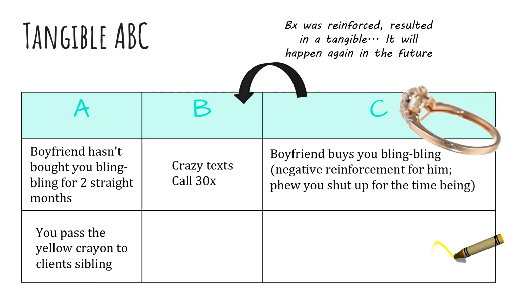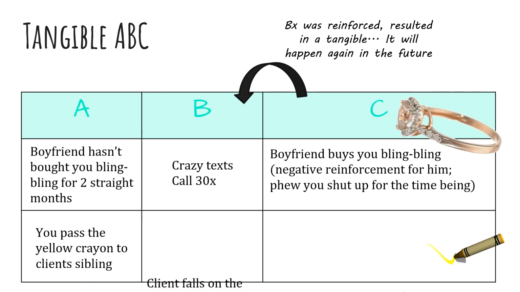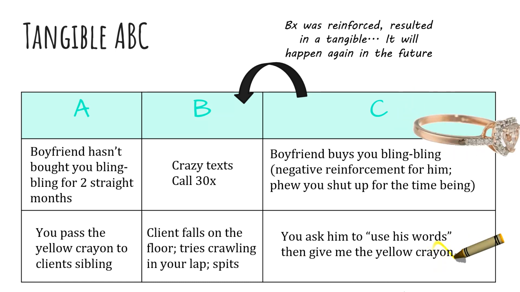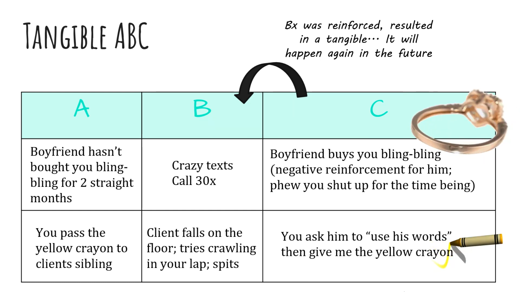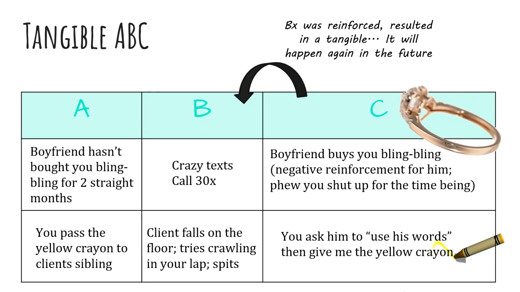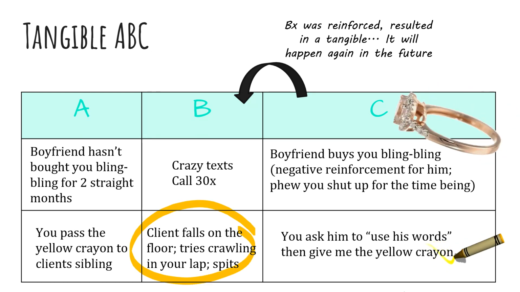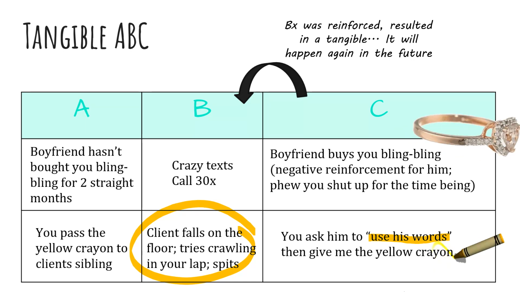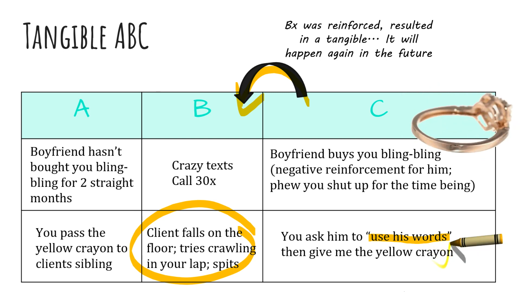Second example, you pass the yellow crayon to the client's sibling. Now the client falls on the ground, starts crying, crawling in your lap, spits, and you ask him to use his words. And then you give him the yellow crayon. The mistake here, and this is a really common mistake, is the problem behavior occurs, and then we prompt that child. Here's the problem behavior, then we prompt the child to use his words. Okay? Well, the issue here is the problem behavior has already occurred. So you're really reinforcing the behavior of crying and falling on the floor instead of using his words.